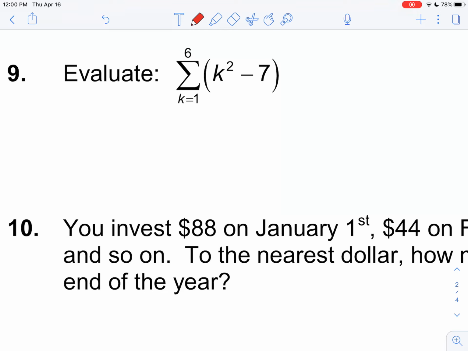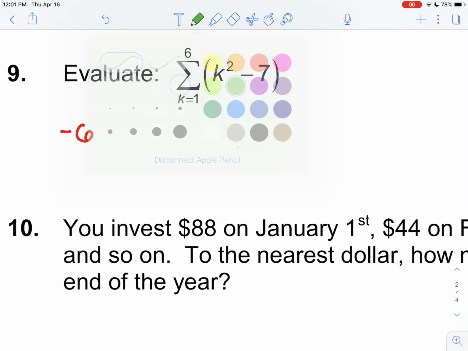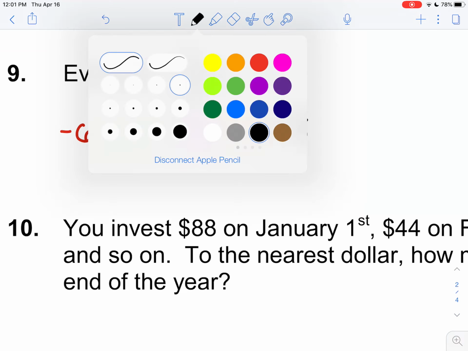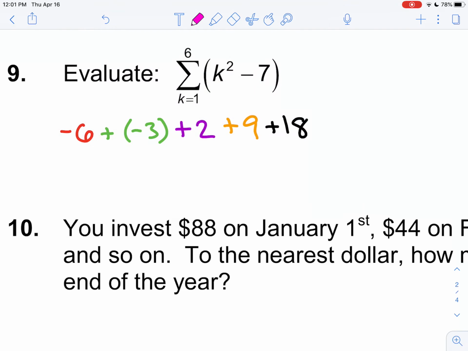So I'm going to start with 1. 1 squared minus 7, negative 6. Then I'm going to input a 2. 4 minus 7 is negative 3. Then I'm going to input 3. 9 minus 7 is 2. Then we'll input the 4. 16 minus 7 is 9. We'll input 5. 25 minus 7 is 18. And here we go. Let's input 6. 36 minus 7 is 29.